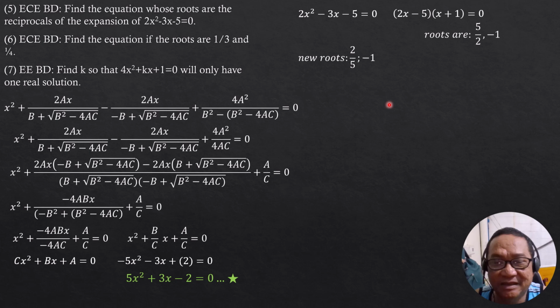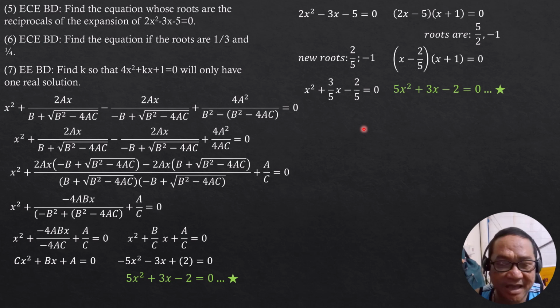Writing that into an equation, x minus 2 fifths, then quantity x plus 1 equals 0. Expanding, x squared, x minus 2 fifths x is 3 fifths x, then negative 2 fifths times 1, negative 2 fifths. So this is x squared plus 3 fifths x minus 2 fifths equals 0. Multiply everything by 5, so the result is the same as that, 5x squared plus 3x minus 2 equals 0. So problem 6, this is very easy.